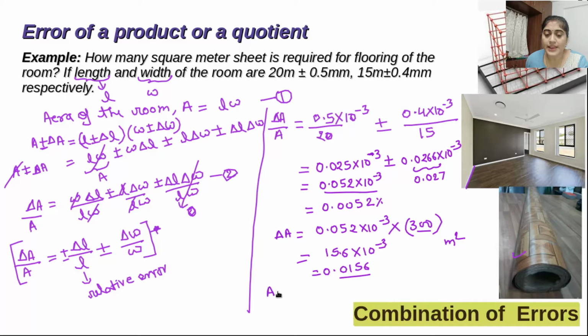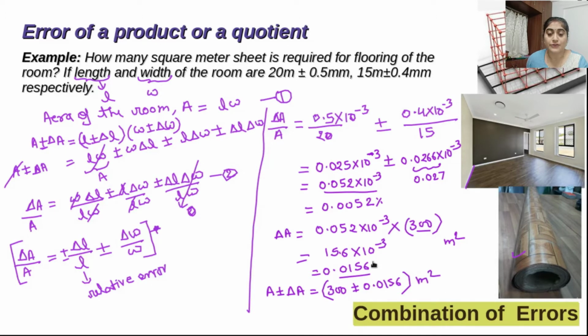So what will A plus minus delta A equal to? The area is 300 plus minus 0.0156, both in meter square. And if you want to find the absolute error, because our question is how much square meter seat is required, for that we have calculated. But generally the question is asked like that: what is the relative error, what is the percentage error.